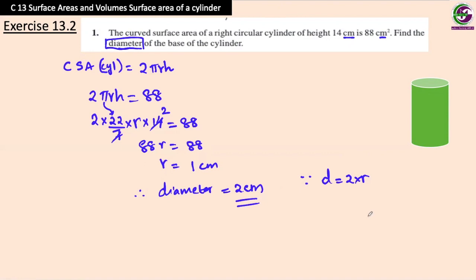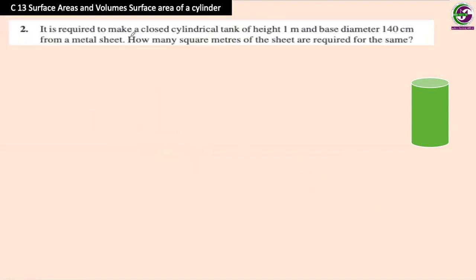Great. Moving on to question 2. It is required to make a closed cylindrical tank of height 1 meter and base diameter 1 centimeter. Remember to make the units the same. From a metal sheet, how many square meters of the sheet are required for the same? So it is closed. Do you think we have to take curved surface area or the total surface area? Excellent. We have to take total surface area because we have to take the rectangular part and both the circles.